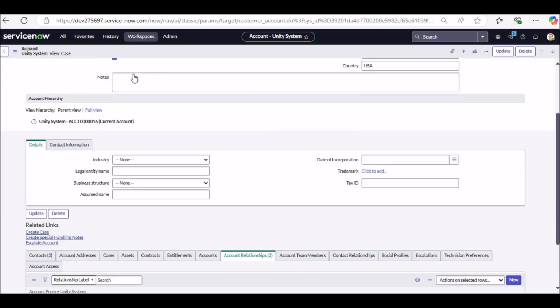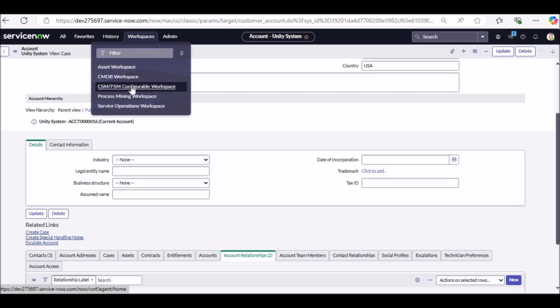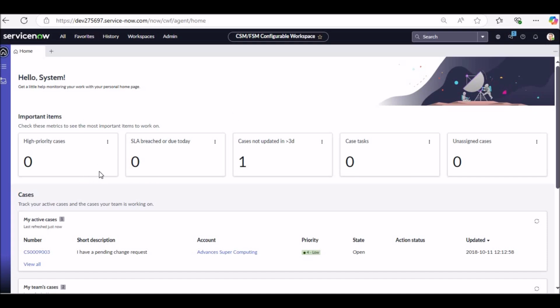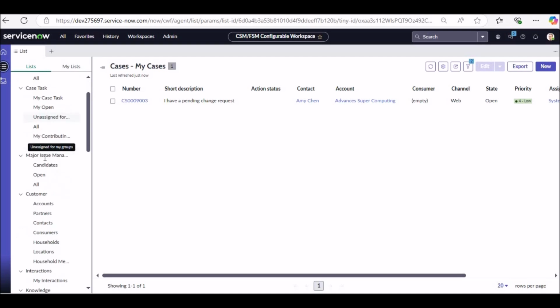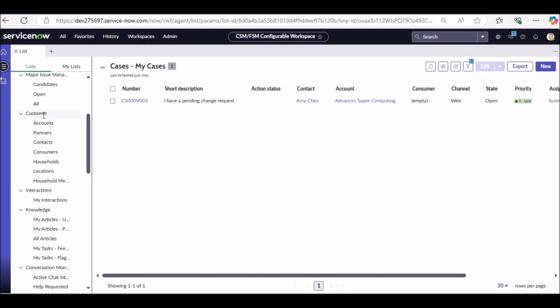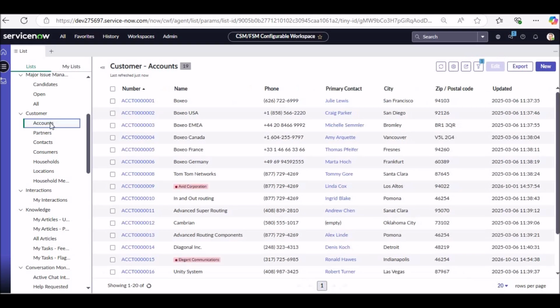We can also quickly have a look at the workspace: CSM, FSM, configurable workspace. This is the overview page, which talks about high priority cases, SLA not updated for more than the last 3 days, active cases, and so on. If we go to list view, we can see the cases, case task, major issue management, and whatever customer data foundation related data we can see in the modules is also visible here. So a CSM agent needs to work in the CSM configurable workspace, and they can manage all related accounts and entities using these modules and menus.